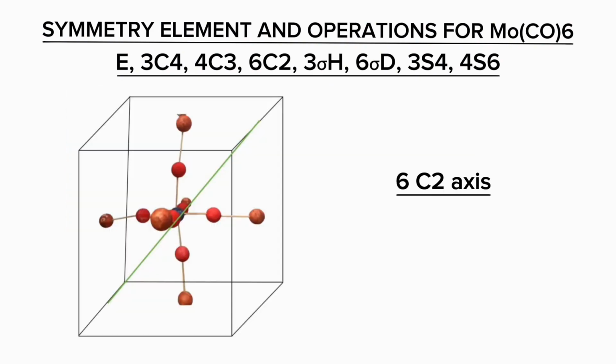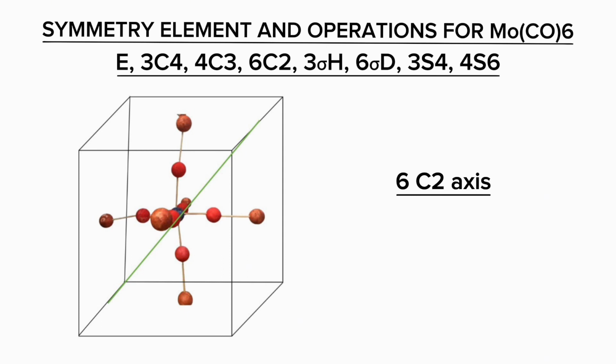The next one is the C2 axis, which is the last set of C axes. There are 6 C2 axes in molybdenum carbonyl. The C2 axis is going to be difficult for me to explain if I just rotate here, so I choose to take a picture of the molecule and show it using this editing by me.